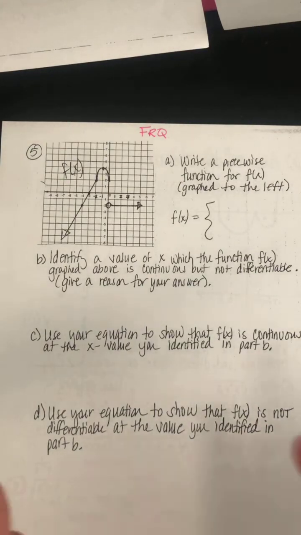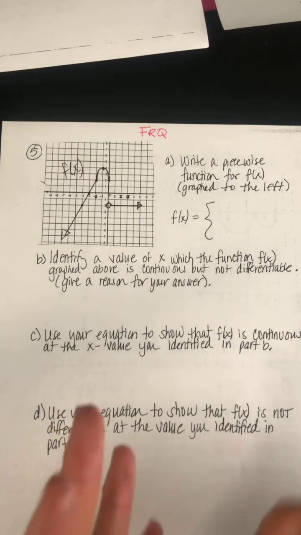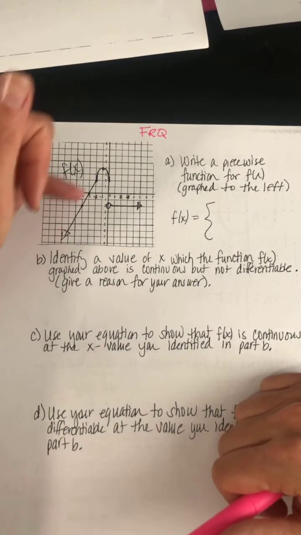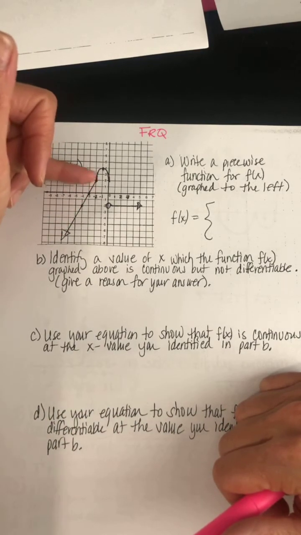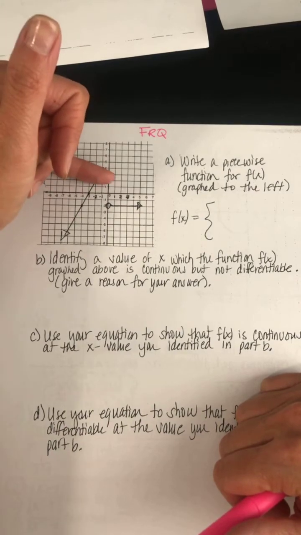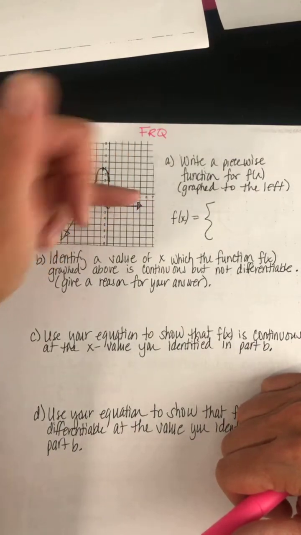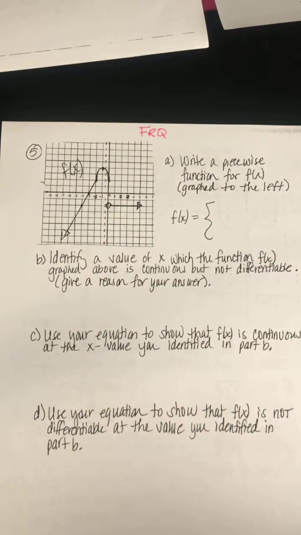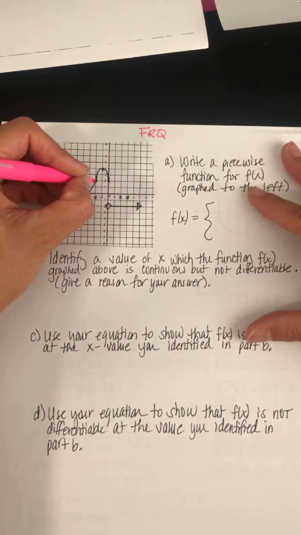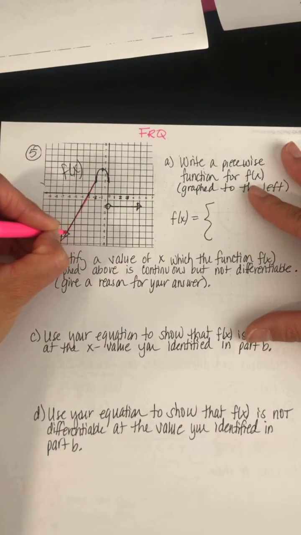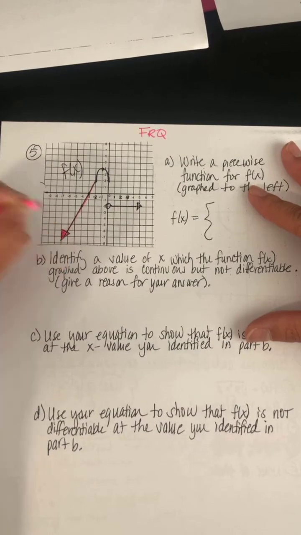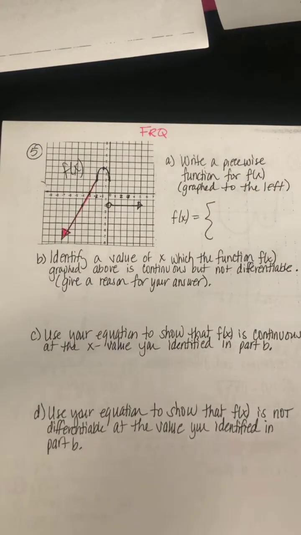So try to look at the graph and figure out what the pieces are. I see a line that's increasing. I see what looks like a parabola, and then I see a horizontal line. So I see 3 pieces there. So let's look at it piece by piece. Let's look at that first piece from left to right.